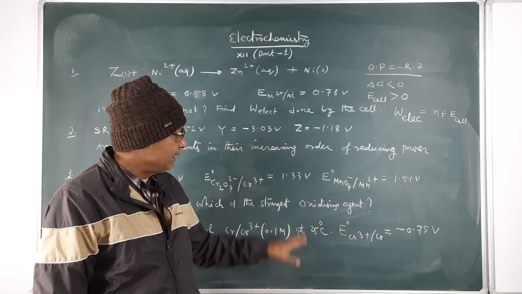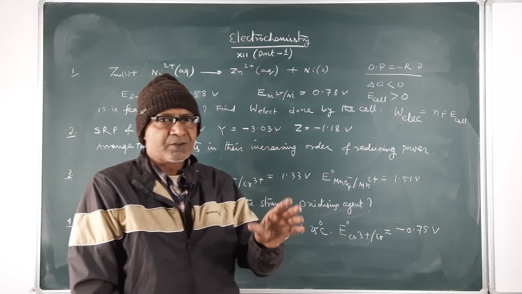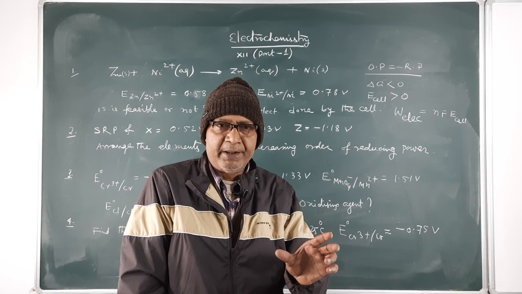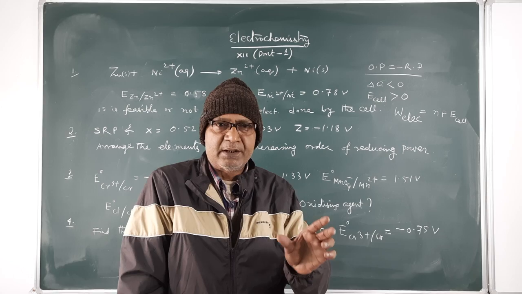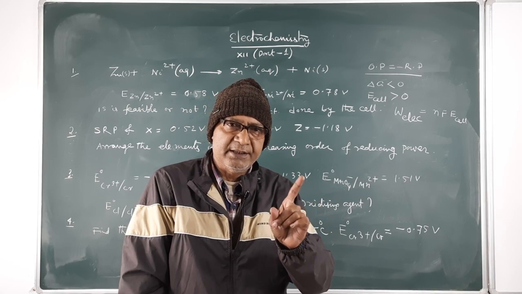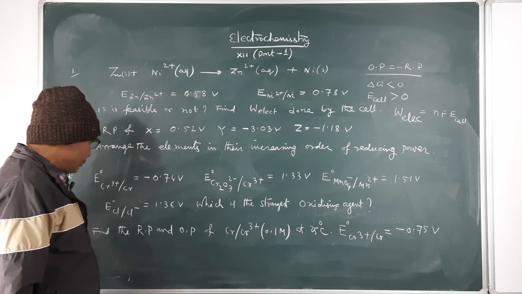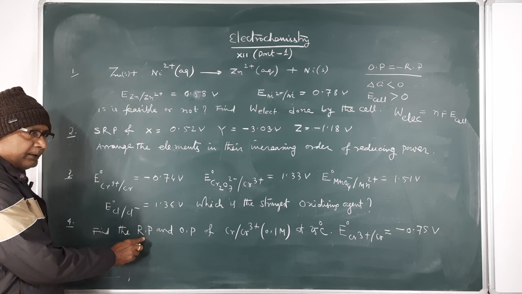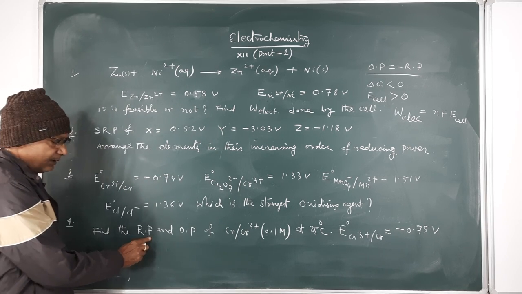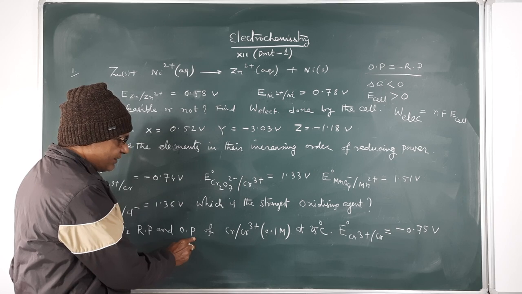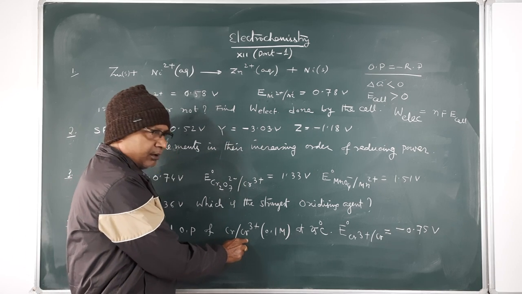You have to compare these four SRPs and find which one is the strongest oxidizing agent. This is question number 3. Question number 4: find the reduction potential and oxidation potential of this couple.